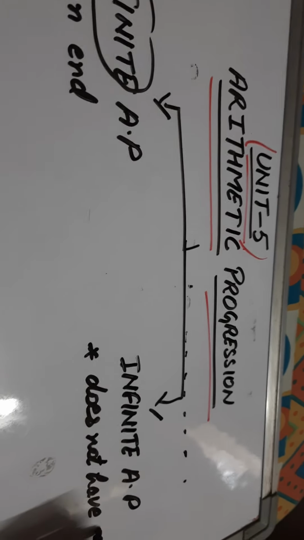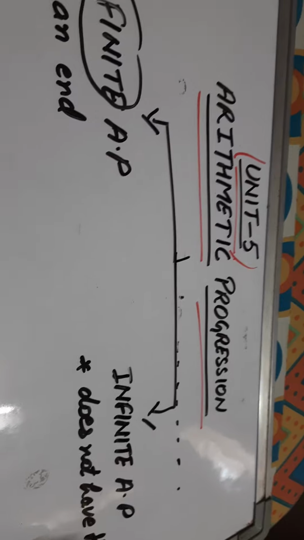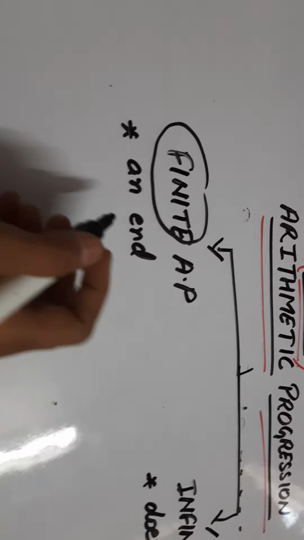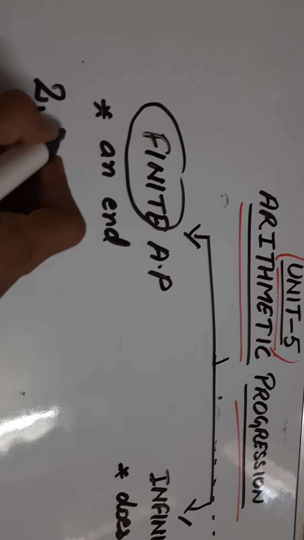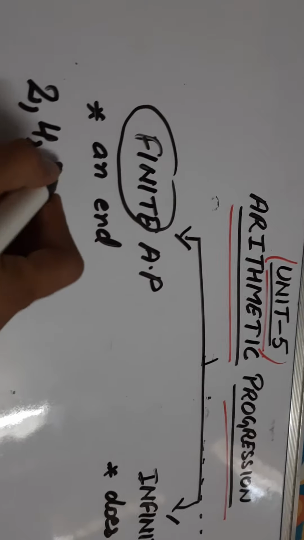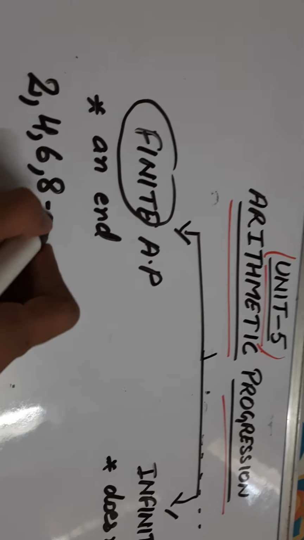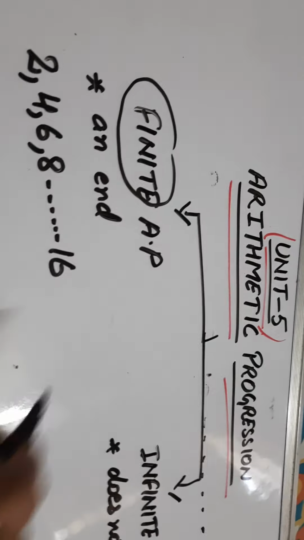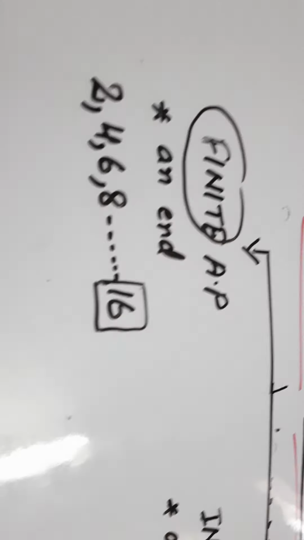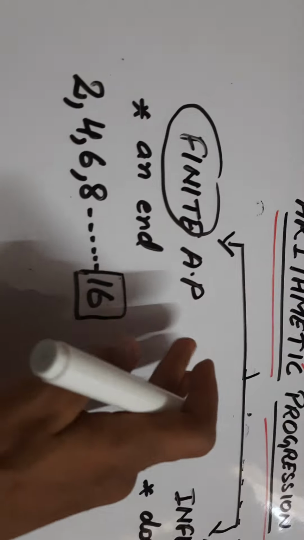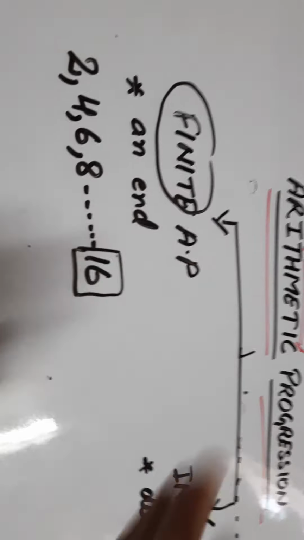So, as the name suggests, we can conclude the terms. For example, if I write it as 2, 4, 6, 8, and so on up to 16, like this. That means we have the last term in this. Then we will call this AP a finite AP.